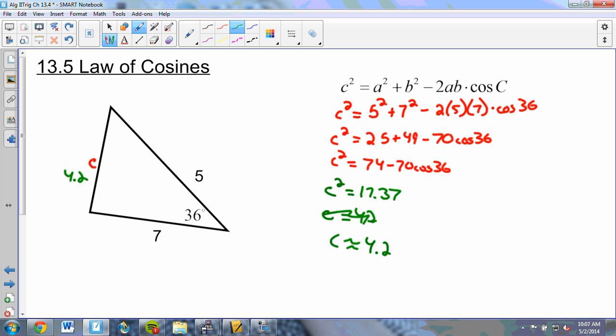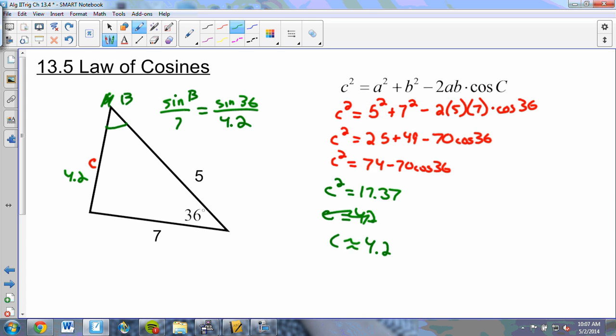Now I can do law of sines. If I want to find this angle up here, I'll call it angle A. I guess it was B the way that I set it up. I'll call it angle B. Well, now I can do law of sines. Sine of B over 7 equals sine of 36 over 4.2.